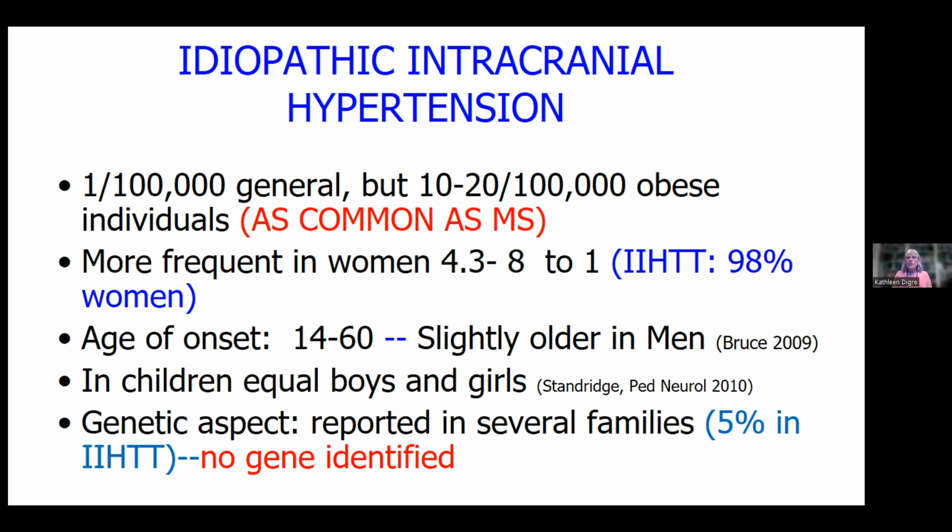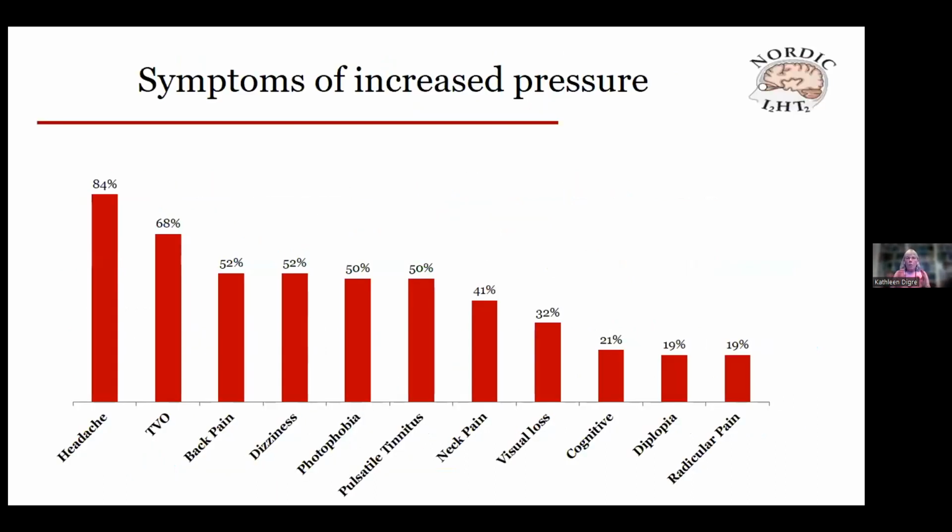There may be a genetic aspect to this disease since it's been reported in several families. And we found that there was a genetic incidence of about 5% in the idiopathic intracranial hypertension treatment trial, but we were unable to find a gene. Now, I want to go over the symptoms of increased pressure because that's what people worry about. And the number one symptom is headache.